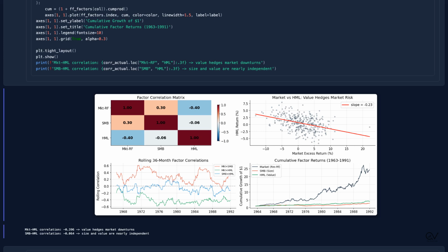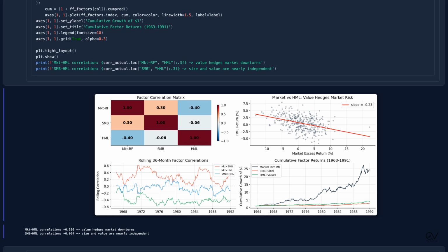Market and SMB run the other way at plus 0.30. Small caps amplify market moves. Meanwhile, SMB and HML are nearly uncorrelated at minus 0.06. This near independence is by design. The 2x3 portfolio construction orthogonalizes the two factors.